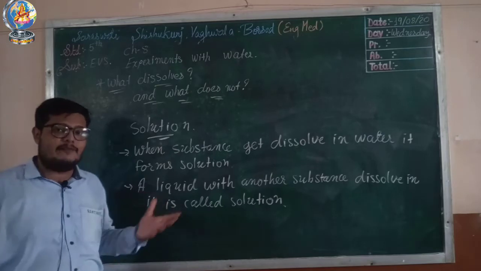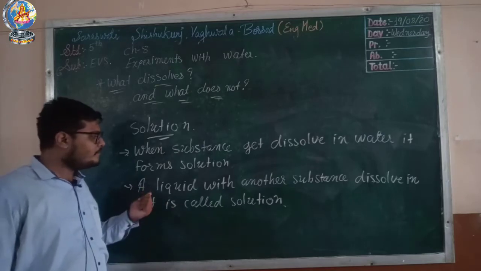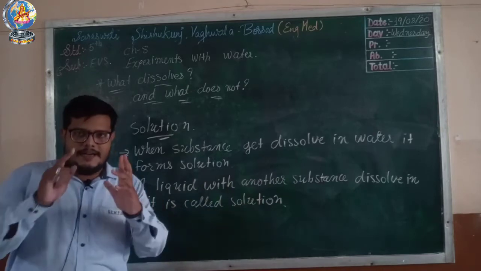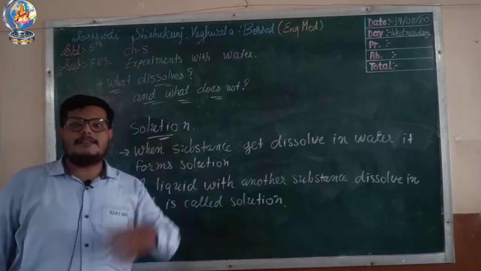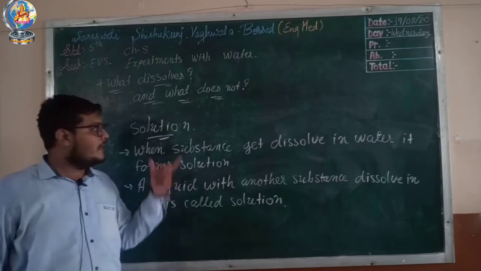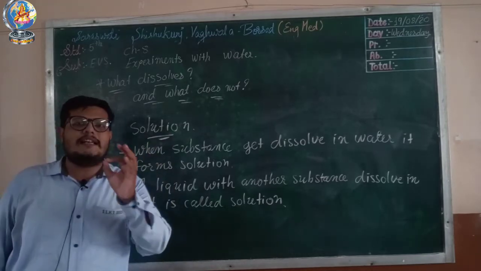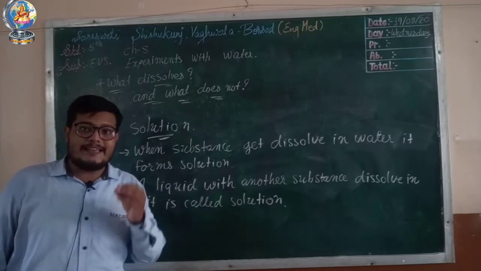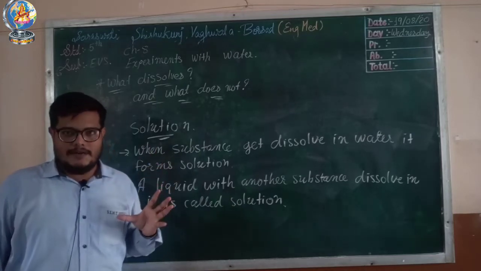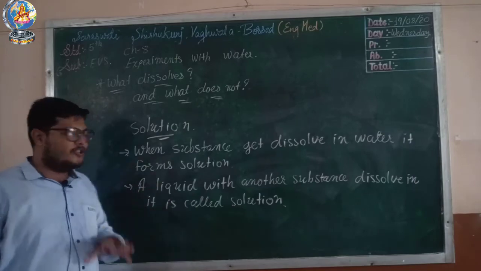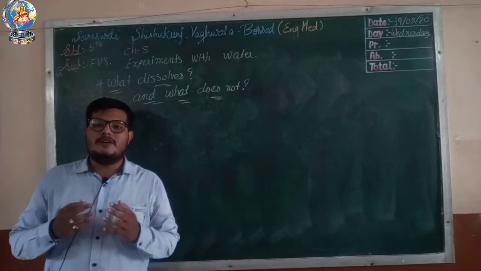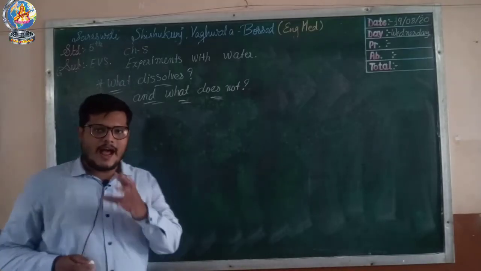Now see the second way, how you can write it differently: a liquid with another substance dissolved in it is known as a solution. A solution is always a liquid. Remember that. Solution is always a liquid. So these are the two ways. Just take a look. So here you understand what a solution is, but how is a solution formed?